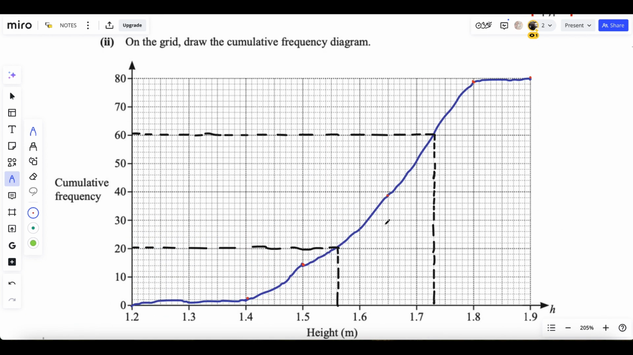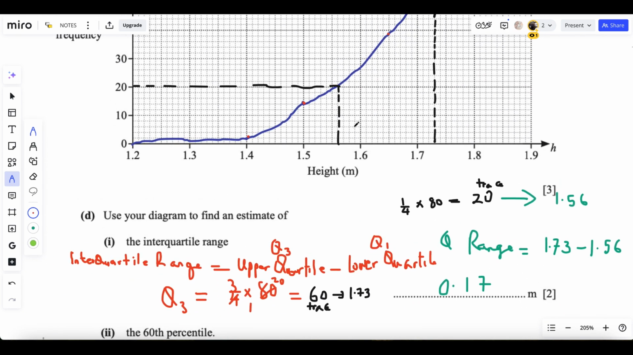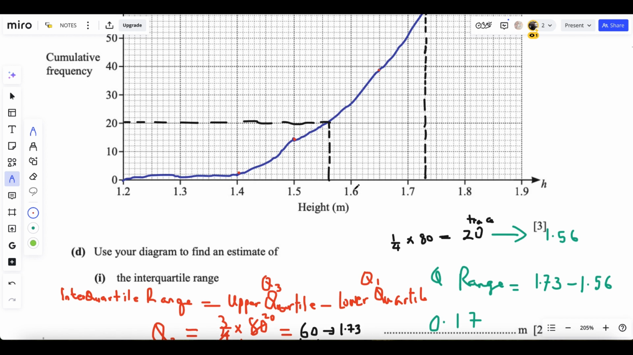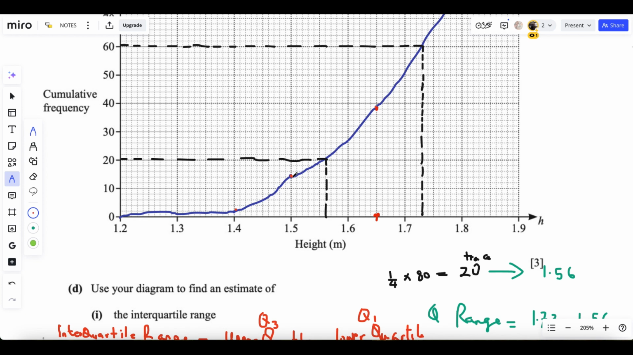The next one, trace 1.65 to 39. Now we go to the graph. Here is 1.6. Here will be 1.65. The middle of 1.6 and 1.7 is 1.65. This place. Trace it to 39. 39 is somewhere here. We put the dot here. This is what you do first before you join the line.